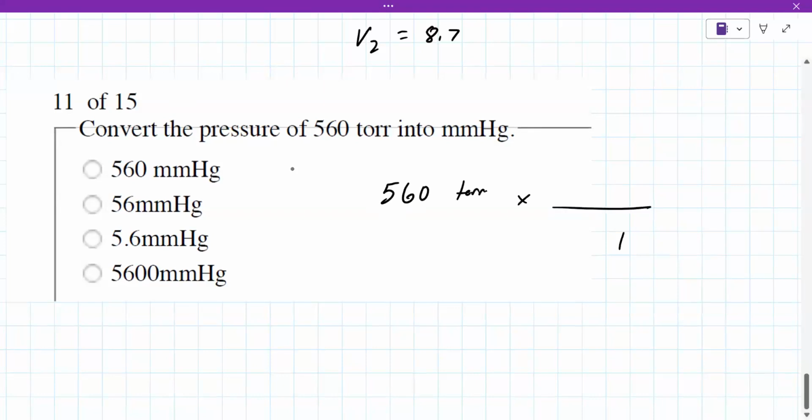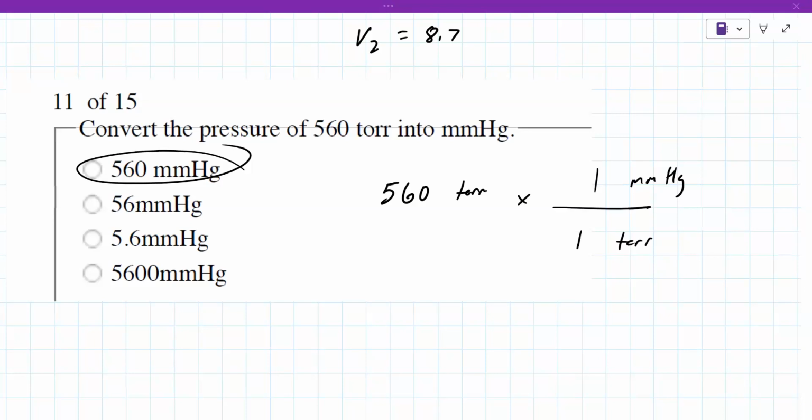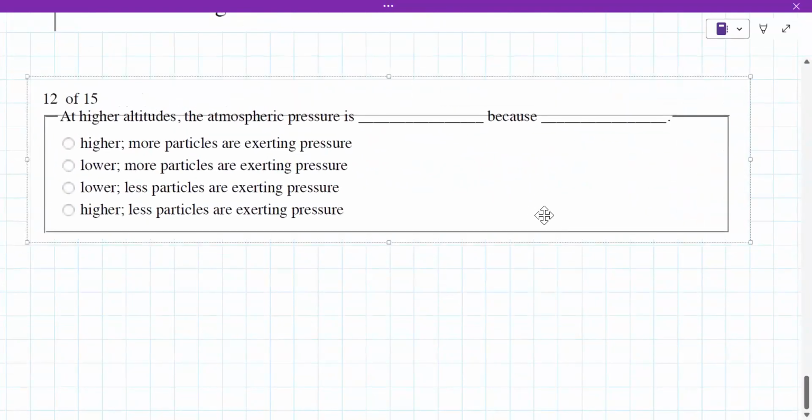So you're looking for the number of torr to go to millimeters of mercury. And this is again where you go out to Google or your notes from the class, and you look for the conversion, and it's exactly 1. Perfect. Okay. That's 11. The higher the atmosphere pressure is, higher, or the pressure is low.